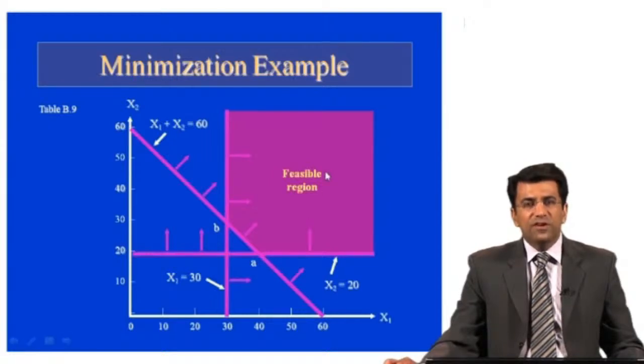So we'll move inward in this case. You remember when we were discussing the profit maximization problem, we were moving the line outward. But in this particular case, if we are interested in using the iso-cost line method, we'll have to move that iso-cost line towards the origin, so that we can find the extreme point of the feasible region, which may actually be our optimal point.